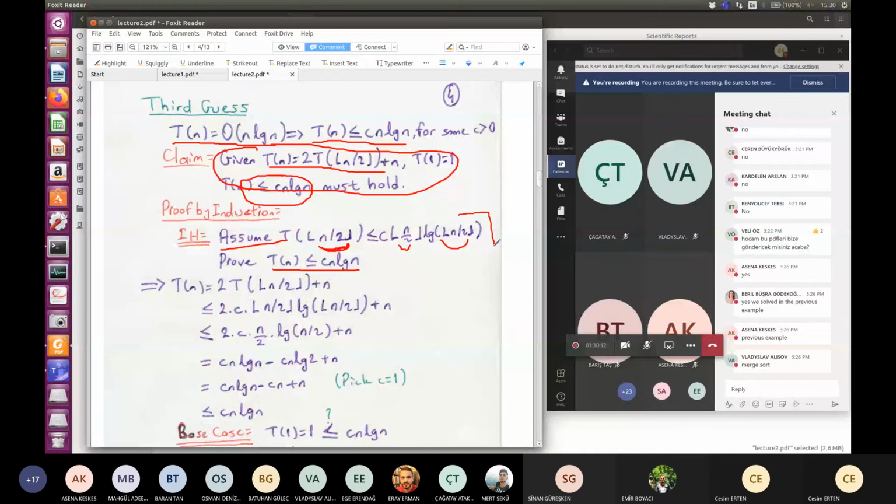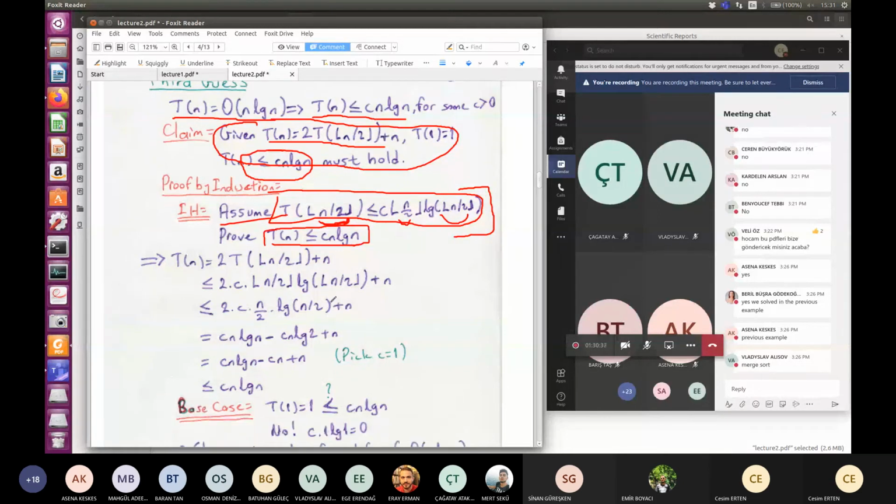Does everybody recognize this format from your discrete computational structures courses where you talked about inductive proofs? Basically assume whatever it is that you want to prove for a smaller instance, in this case for n divided by 2, try to prove the same thing for n.